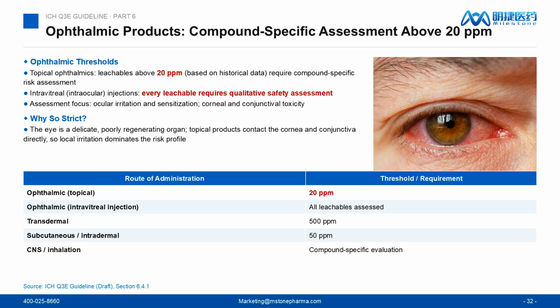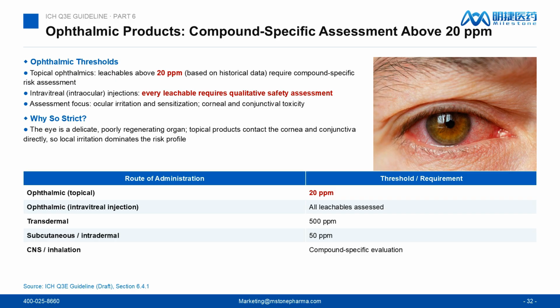Let's start with the eye. Topical ophthalmic products get a clear numerical line, 20 parts per million. Any leachable above 20 ppm in the product needs a compound-specific risk assessment. The number comes from historical experience, decades of ophthalmic products showing that below this level, local safety issues are rare.